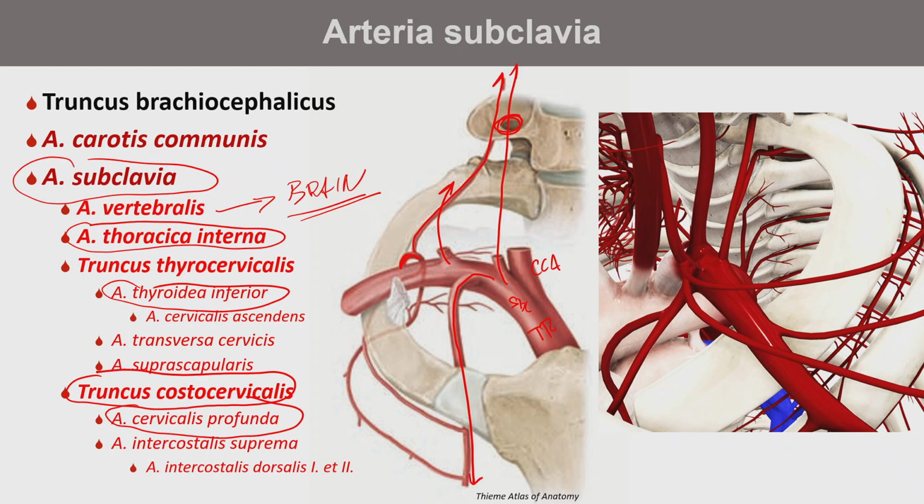Then the second important branch is the supreme intercostal artery. The supreme intercostal artery is supplying typically two ribs, and the two spaces between the first and second and third rib are supplied by this artery, not by the aorta. And anteriorly it is connected with the territory of the superior thoracic artery.